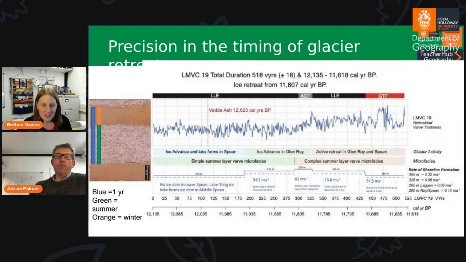Okay. So they're really important records. The real trick is to be able to deconvolve where the position of the ice is from the overlying climate signal that's within there.